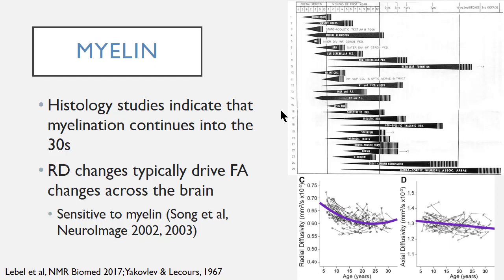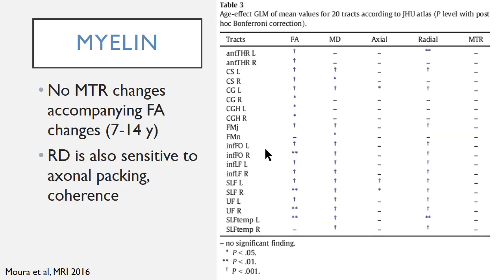So histology studies, particularly the famous Yakovlev and Lecours study, indicate that myelination continues into the 30s. That's this bar down here, into the second and even third decade of life, particularly in association areas in the brain. In diffusion, radial diffusivity is typically the reported driver of FA changes. So it's typically decreasing alongside the FA increases, and we know from animal studies that RD is sensitive to myelin. So there is some evidence in favor of myelin as a contributor to the observed changes.